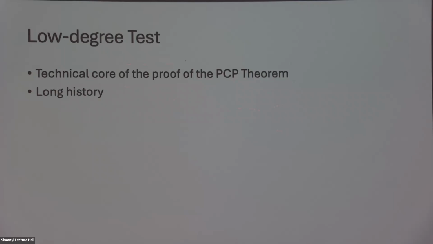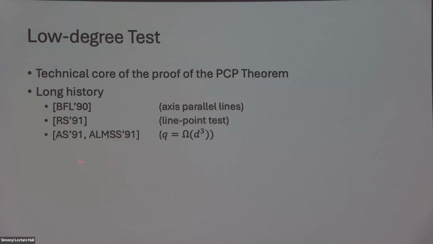So this starts off with the work of Babai, Fortnow, and others, and one of the first instances of the low degree test comes there, where they don't look at all lines as we mentioned over there. They only look at axis parallel lines. Then Rubinfeld-Sudan suggested the line point test. And in the proof of the PCP theorem, Arora-Safra and Arora-Lund-Motwani-Sudan-Szegedy actually proved the low degree test as stated in the previous one.